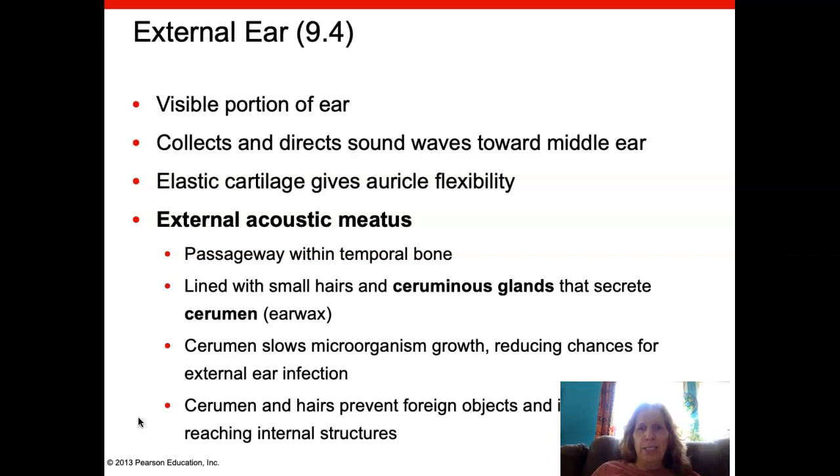The middle ear is an air-filled cavity. That ear has elastic cartilage and it gives it some flexibility. And there's that word auricle. That is what your ear is.